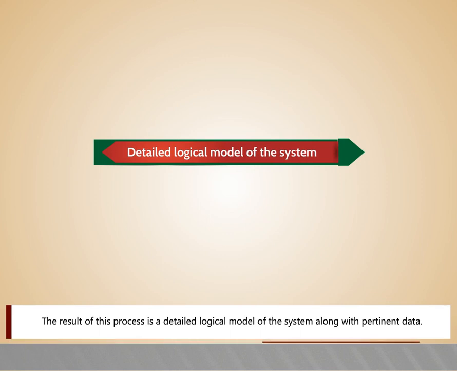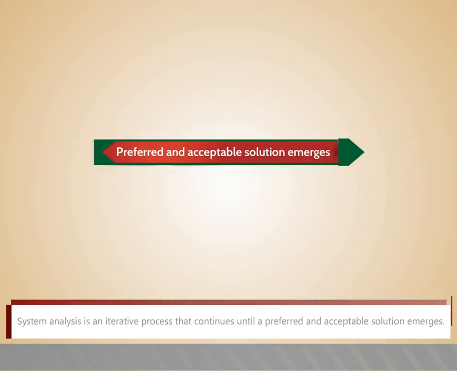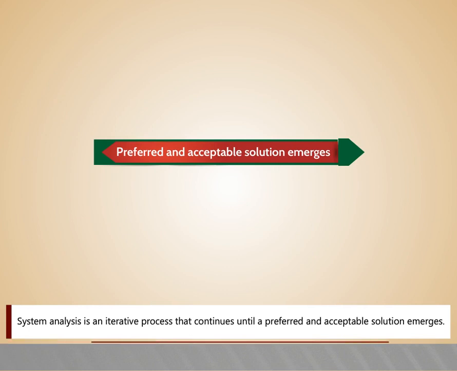The result of this process is a detailed logical model of the system along with pertinent data. The focus of this resulting document is on what the system is to do; how it is to be done is the thrust of the next phase. System analysis is an iterative process that continues until a preferred and acceptable solution emerges.